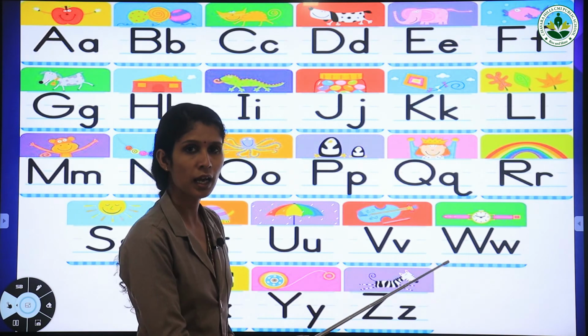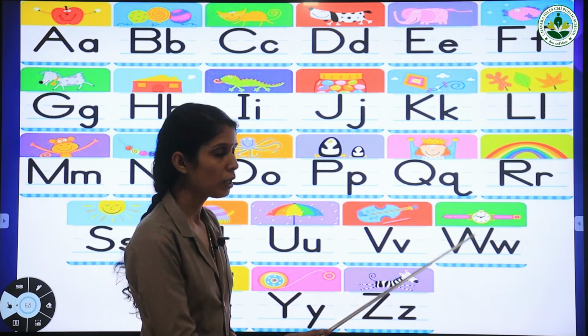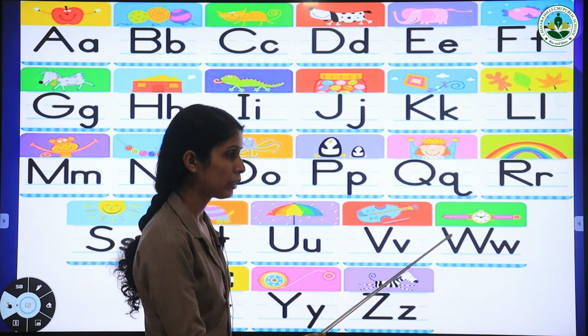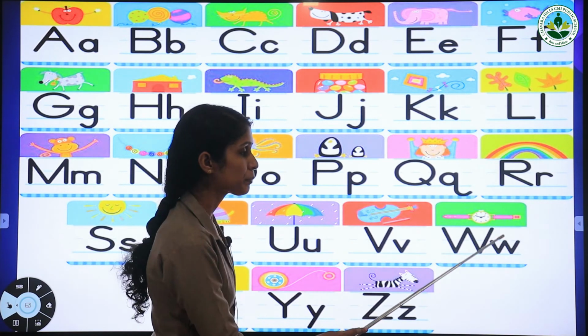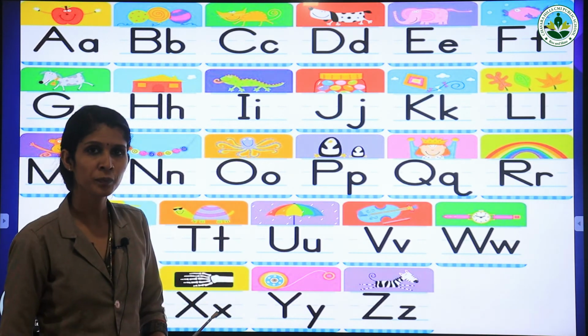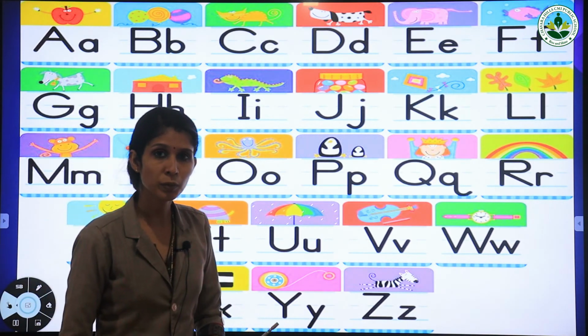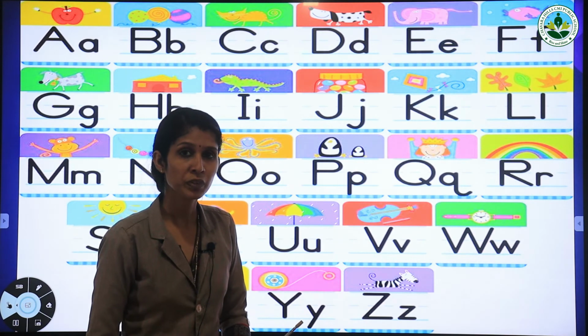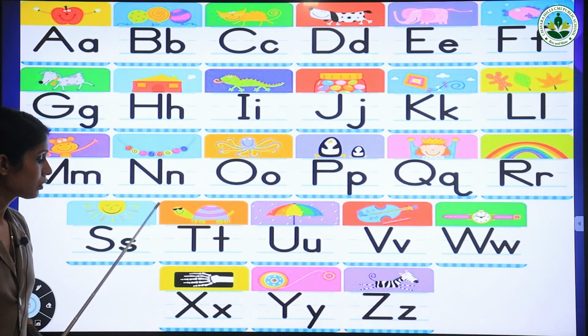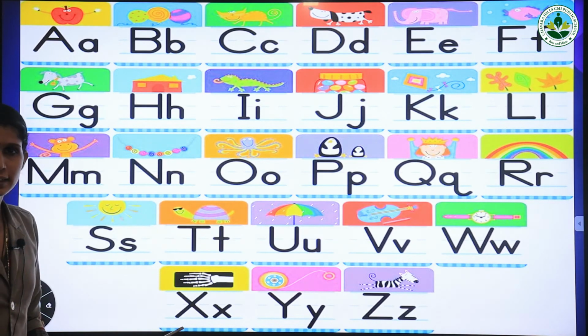Letter W has capital letter W and small letter w. Repeat after me, capital letter W, small letter w. What's the sound of letter W? The sound of letter W is V. V. And our next letter, which is letter X.